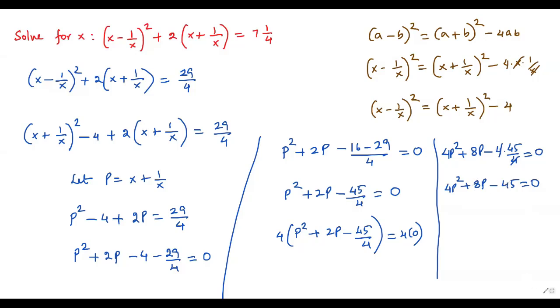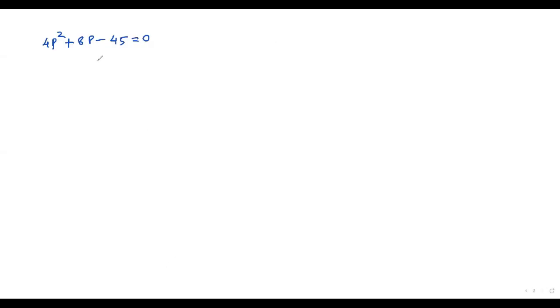Okay, now let me continue on the next page. This is the quadratic equation we had on the previous page. Now let's try to solve this one by factoring. For that, we have to multiply this constant of −45 by the coefficient of p², 4, and I am getting −180. That is, −45 times 4 is −180. Now I have to get two factors of −180, so that the sum of the two factors is equal to the coefficient of p, that is positive 8.